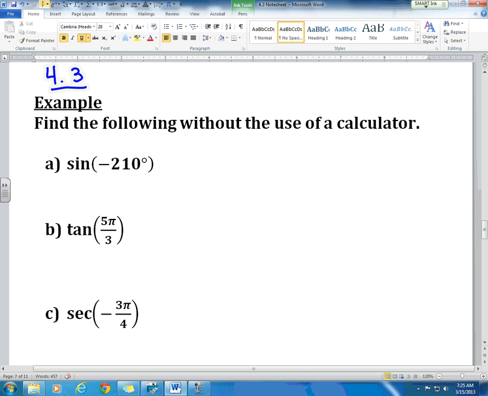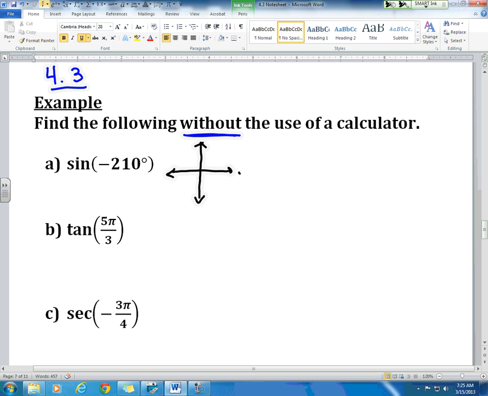So we're going to do a little bit more practice with this idea, and I have 3 examples up here where we're going to use the idea of a reference triangle. The directions say find the following without the use of a calculator. So none of this is going to be inputted on your calculator. When you give me answers, you're going to give me answers in radical and fraction form. So the best way to look at this is to actually visualize the angle and come up with a reference angle. So the first one is the sine of negative 210 degrees.